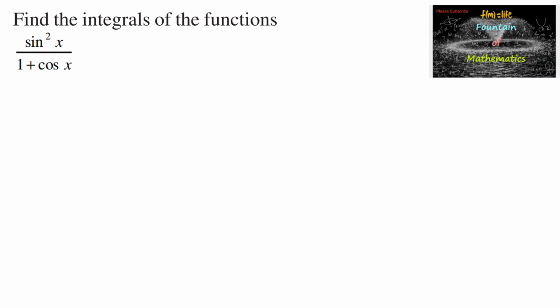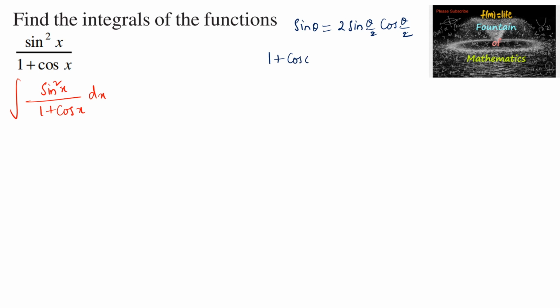Find the integral of the function sin square x upon 1 plus cos x dx. Let us recall the formulas. Sin theta is equal to 2 sin theta by 2 into cos theta by 2, and 1 plus cos theta is equal to 2 cos square theta by 2. So let us substitute here.